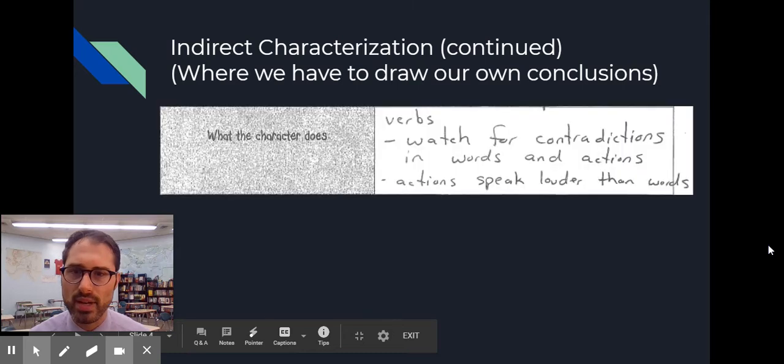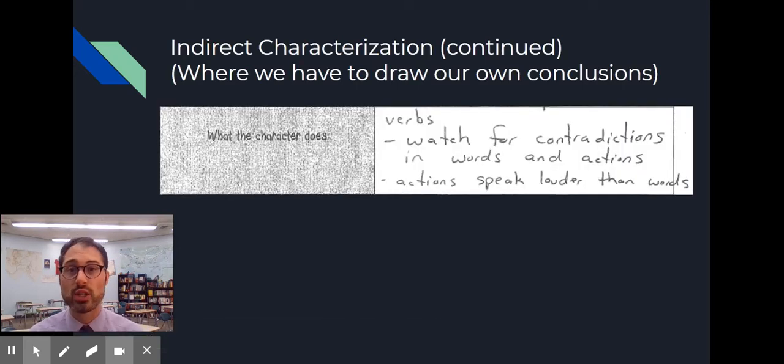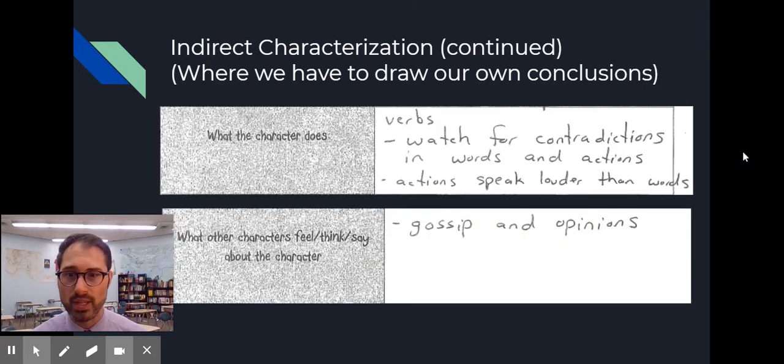Our next method of indirect characterization are what characters do. So we're looking for verbs, whether they're dashing, crawling, writhing, if we have these more descriptive verbs. But we also want to watch for contradictions. A character might say something and say, oh, it's so good to see you, but then do something else, like stab a character in the back. So we want to look for those contradictions between what characters do in the story versus what they're saying or versus what they're thinking. Our last method of indirect characterization is what other characters think, feel, or say.